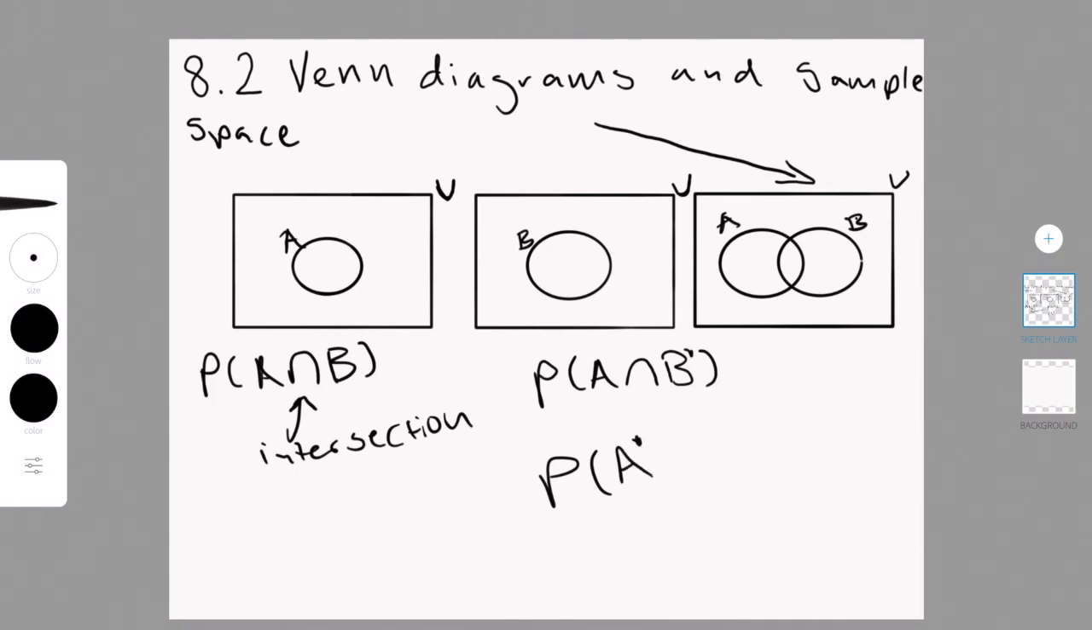Now if you put a prime on both of these situations, that would mean that you're looking at the people who are in the rectangle but not in the circles. You're looking at the people who do not do either situation, event, so on and so forth.